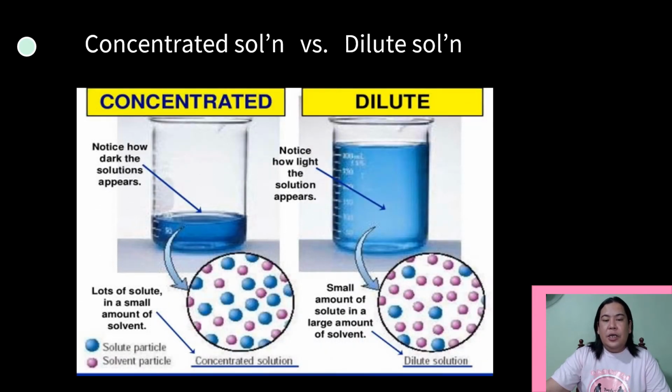I have here this illustration of a concentrated and dilute solution. In comparing the two, a concentrated solution has a lot of solute in a small amount of solvent. So greater ang amount ng solute niya than doon sa solvent niya. While in a dilute solution, there is a small amount of solute in a large amount of solvent. So the solvent is much greater in a dilute solution. And as you can see qualitatively, the color in the concentrated one is much darker compared to the dilute solution.